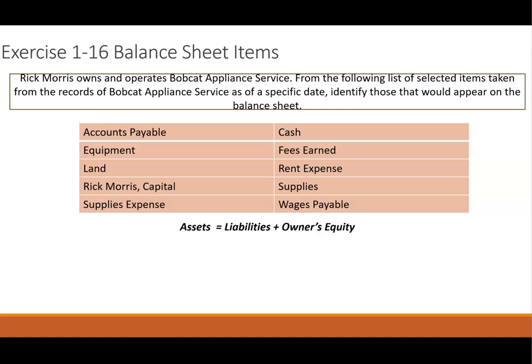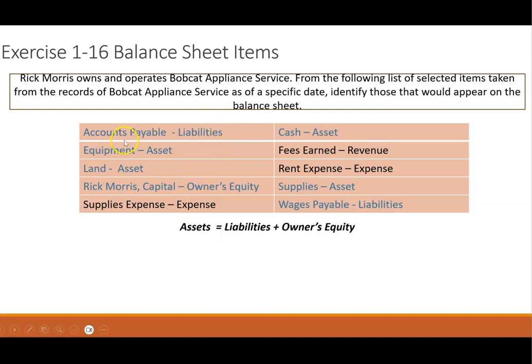From the following list, identify those that would be listed on the balance sheet. Now remember, assets equal liabilities plus owner's equity. Okay? So on the balance sheet, we will list assets, which would be equipment, which is a resource, land is a resource, cash is a resource or an asset, and supplies is a resource.